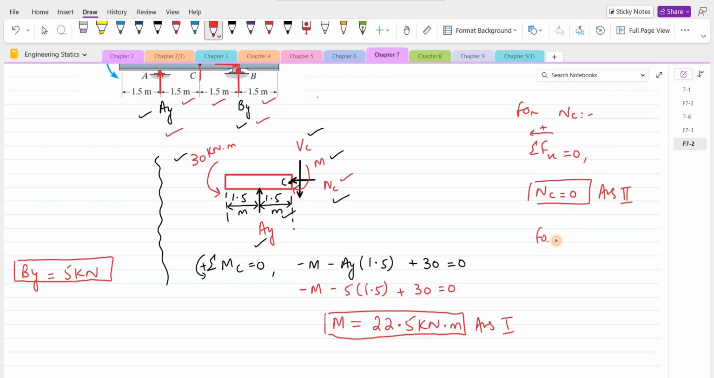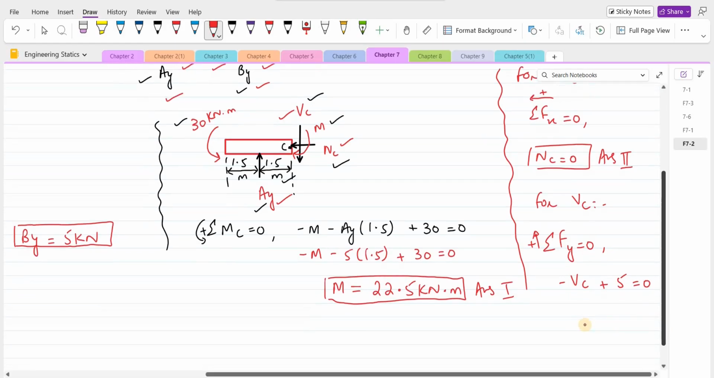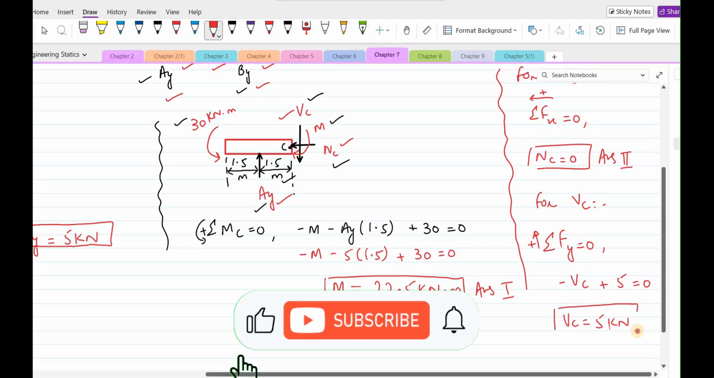And now for the shear force Vc, we can do summation of forces in y direction equals to 0. I am considering up direction as positive. So we have negative Vc plus Ay, and Ay is 5 kilonewtons, equals to 0. So Vc comes out to be 5 kilonewtons. So this is our third answer.